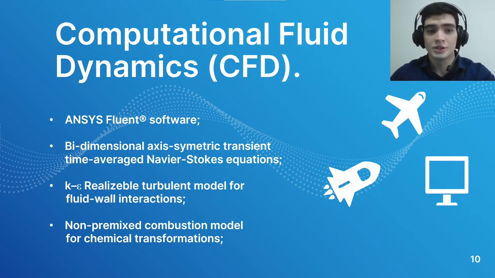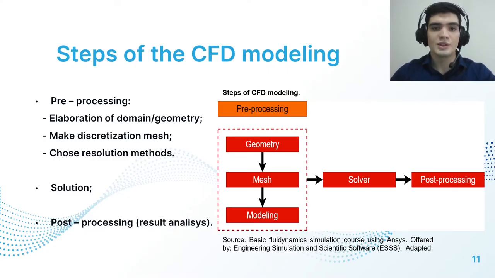Now, talking about the simulations, the ANSYS Fluent software was used to solve the bidimensional axisymmetric transient Reynolds-averaged Navier-Stokes equations that describe the flow. The k-epsilon realizable model was utilized for turbulence modeling and wall interactions, and the non-premixed combustion model was used for chemical transformations. As we know, CFD modeling is composed by these steps: pre-processing, where the domain is elaborated, the discretization mesh is created, and the resolution methods are chosen. The solution, where the computer solves the set of equations, and the post-processing, where the results are analyzed.